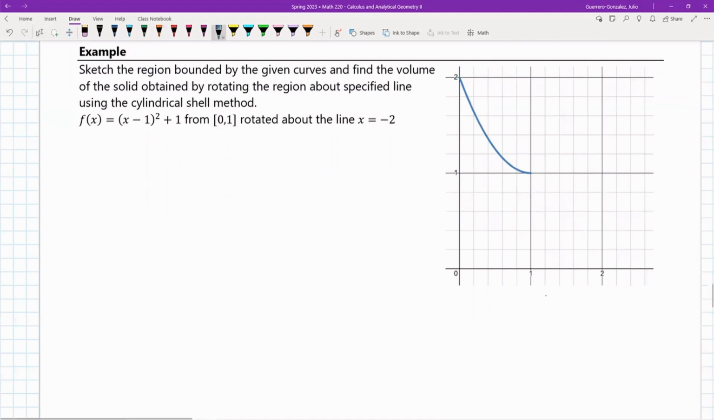So the function that I'm going to do is this one right here. f of x is equal to x minus 1 plus 1, from 0 to 1. And I'm going to rotate it about the line x equals negative 2. Let me first of all draw this shape out so you guys can see what I'm talking about. My x equals negative 2 line, that's this.